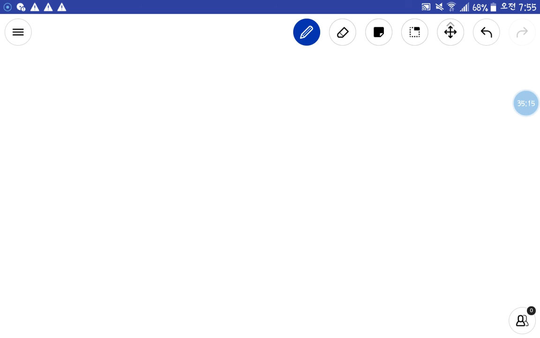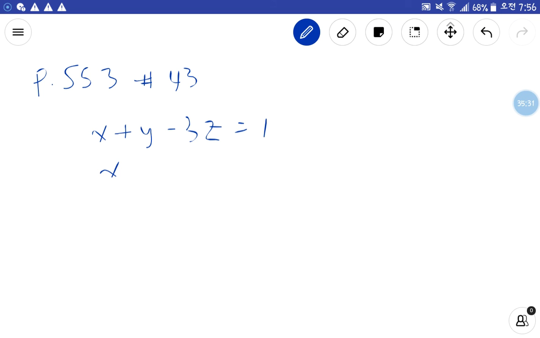Alright, let's review together page 553, number 43. We have x plus y minus 3z equals 1. x minus z minus w equals 2. 2x plus y minus 4z minus w equals 3. Just let me make sure to copy the question correctly.